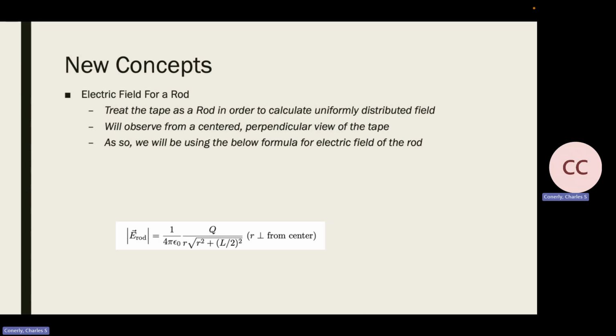In our case, we're going to be acting as if we're observing from a centered perpendicular view of the tape. And because we're doing that, we'll be using the below formula for electric field of the rod. There is a formula that is used for when you're looking parallel to the rod. But as you can see, we're using the one that's perpendicular, and the formula for that is on the slide.